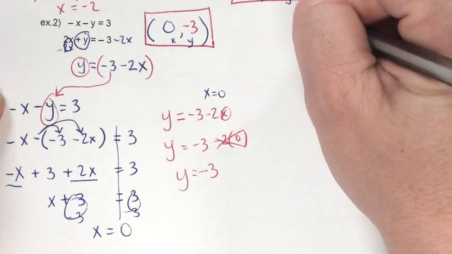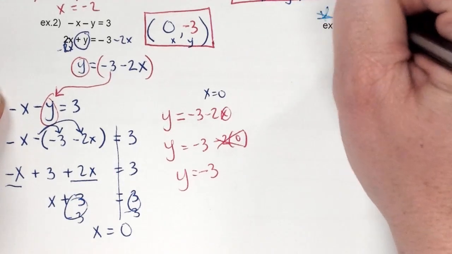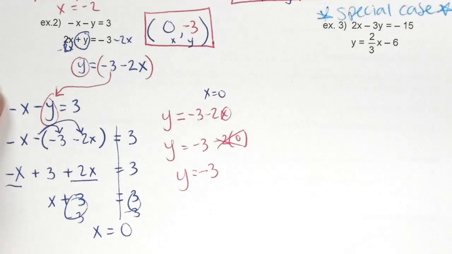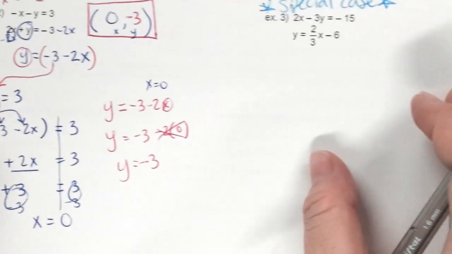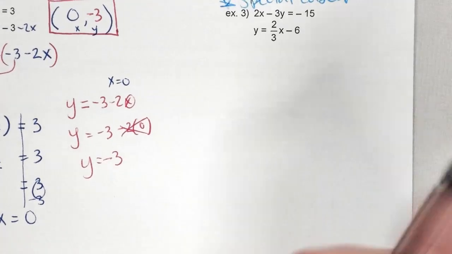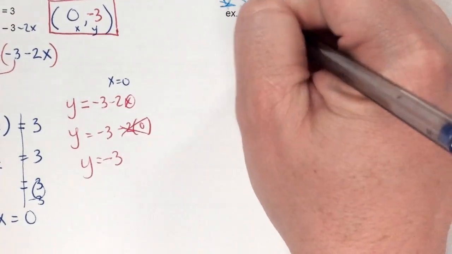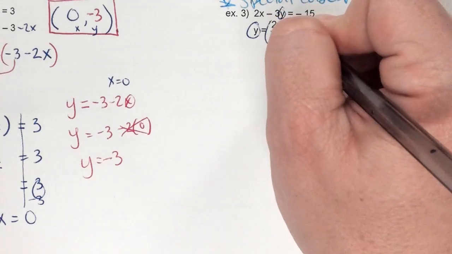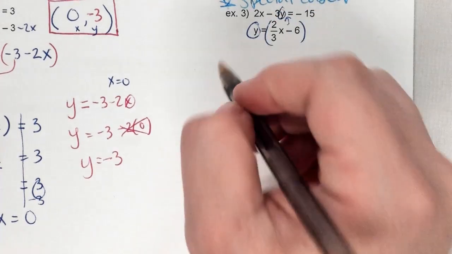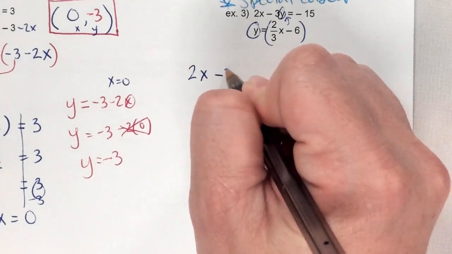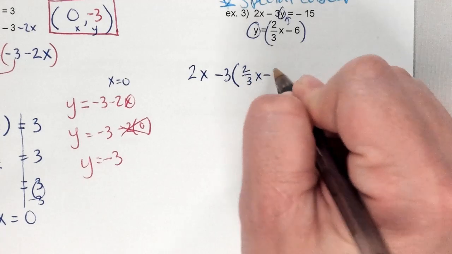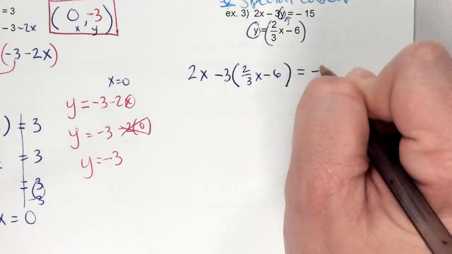Okay, number 3 is a special case. And I'll show you why here in just a second. So if we look at it again, this one's already set up. We already have our substitute ready. Okay, and I'm going to replace this y with this. So I get 2x minus 3, and instead of y, I'm plugging this in. 2/3 x minus 6 equals negative 15.